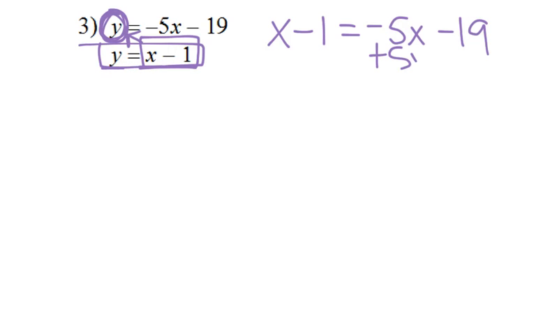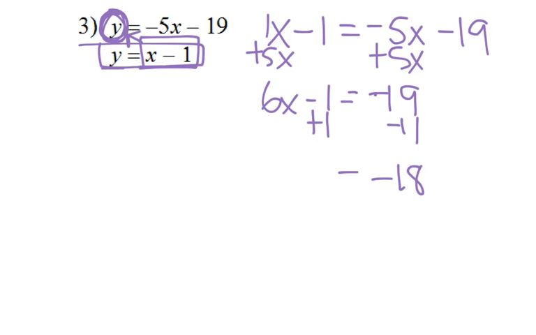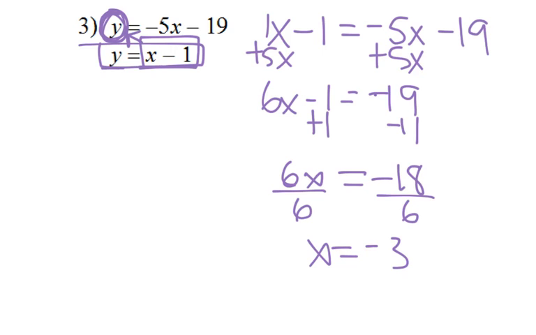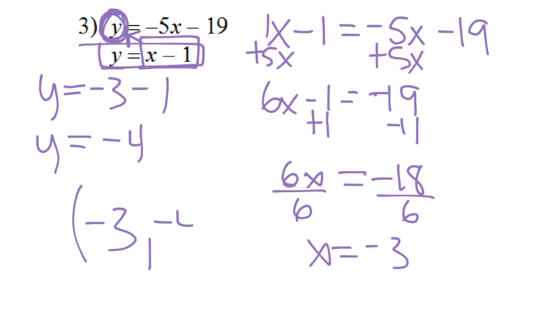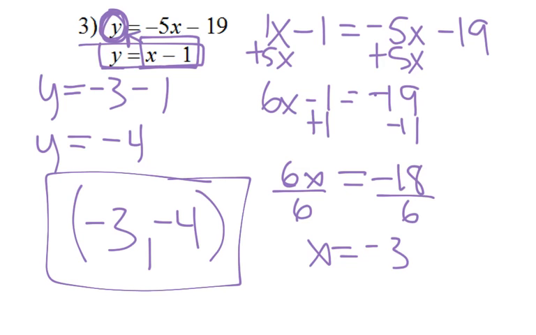Then we can solve. Add 5x. 1x plus 5x is 6x. Minus 1 equals negative 19. Add 1. We get negative 18 equals 6x. Divide by 6. We get x equals negative 3. Without substituting in one variable for another, there's no way I can get this to work. Okay? So there's half my answer. Then I go up to one of my equations and say, hey, I know x is actually negative 3. So now I can simplify for y. I've got my answer, negative 3, negative 4. That's where they intersect. It's where they're the same.